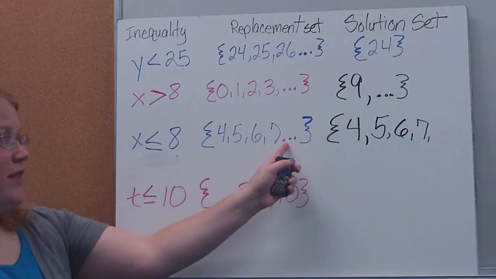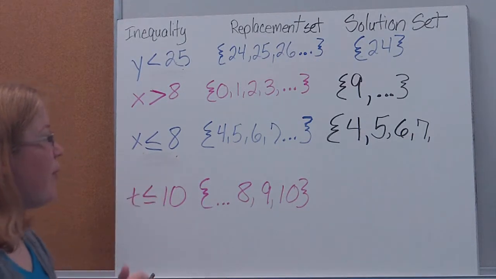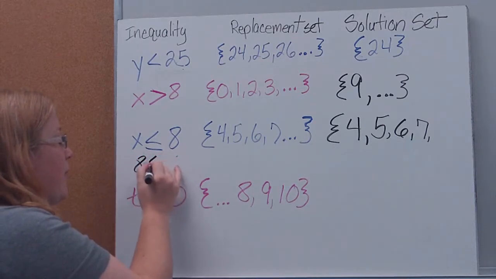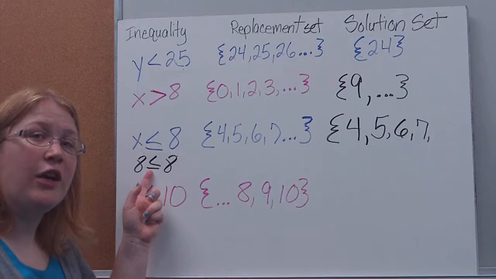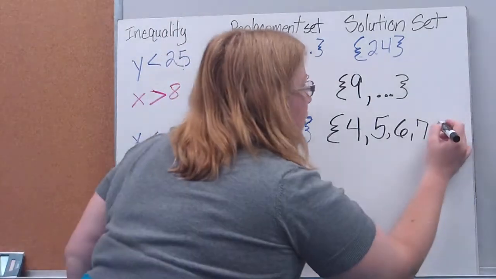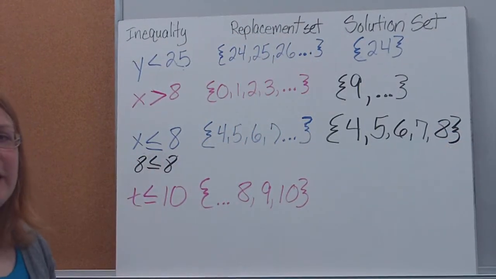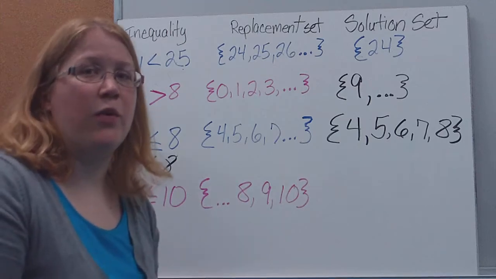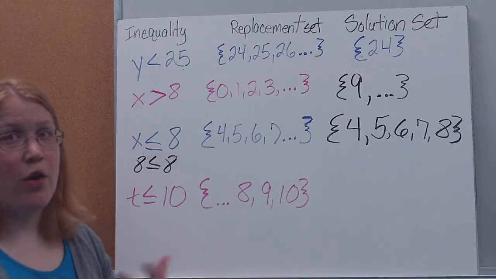However, what you'll notice is this keeps going. There's one more number that's going to fit in my solution set. Why? If I plug 8 into here, 8 is not less than, but this says less than or equal to. 8 is equal to 8, which means it's also included in my solution set. All right, so you really need to pay attention to whether it's greater than or equal to, less than or equal to, or just greater than or less than.